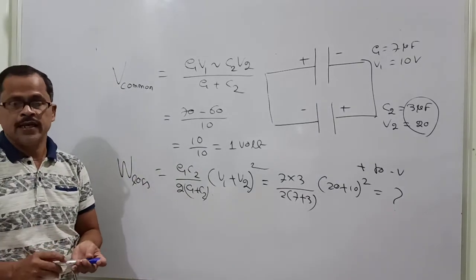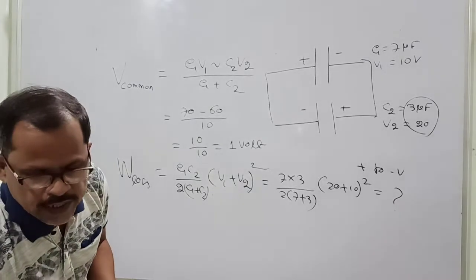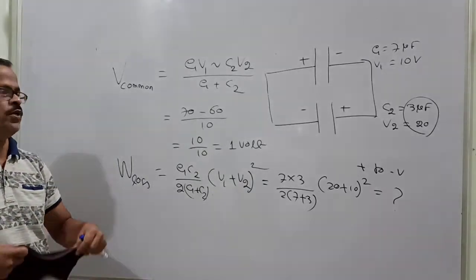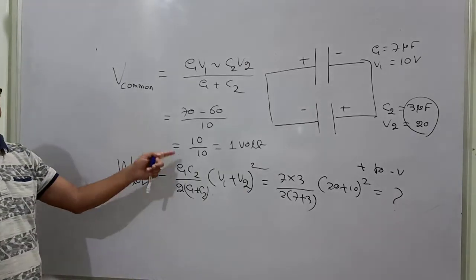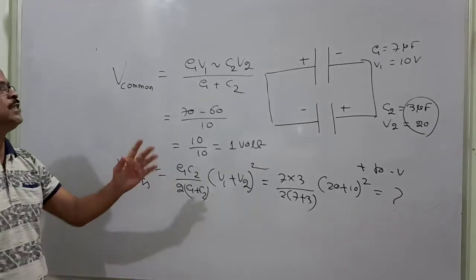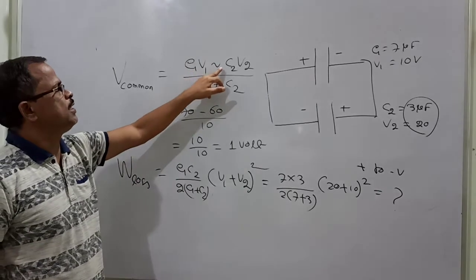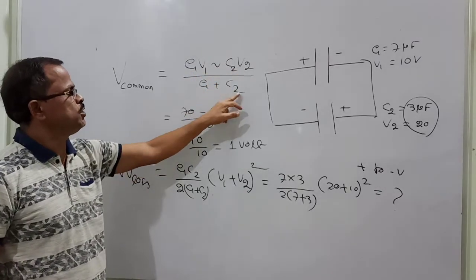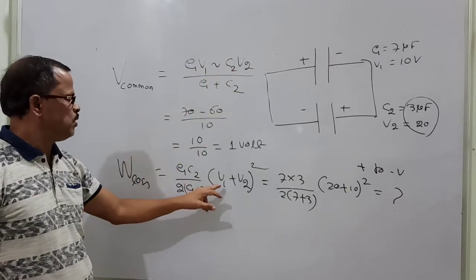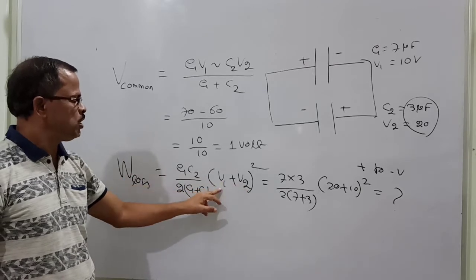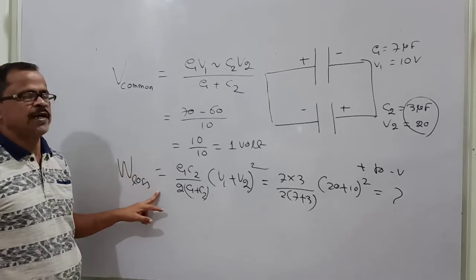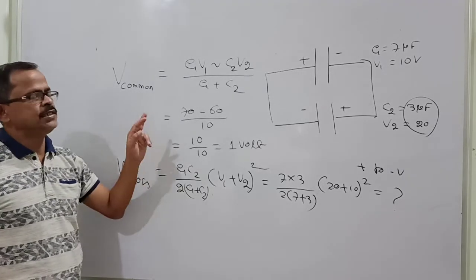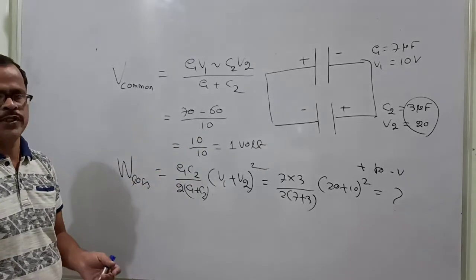Now come to another interesting problem, based on the lines of force. Please note down: if plates are dissimilar, the common potential will be (C1V1 minus C2V2) by (C1 plus C2), and energy loss is equal to the same formula, but instead of V1 minus V2, it will be V1 plus V2. And again remember, the loss of energy will be maximum when dissimilar plates are connected together.